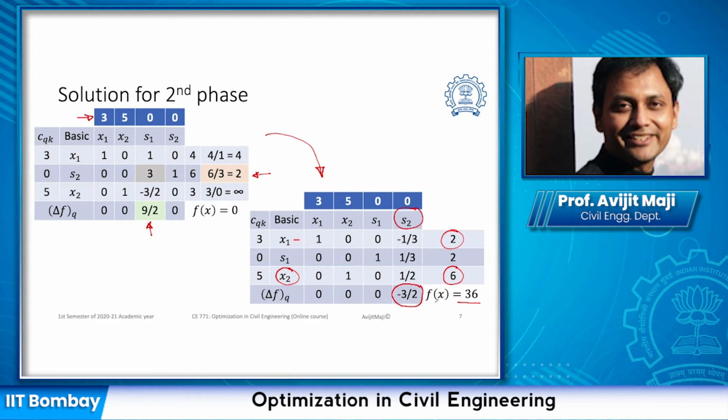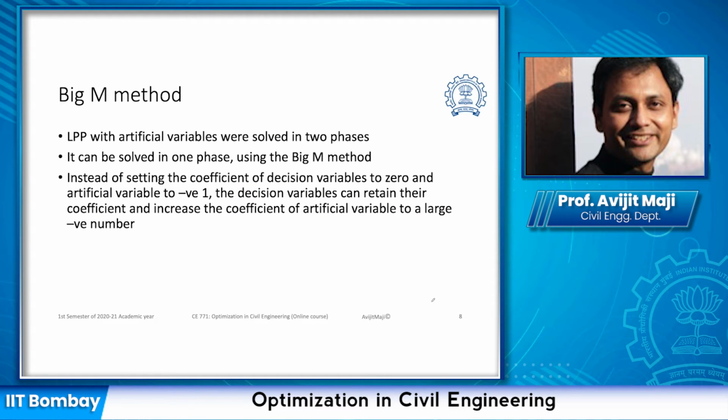Now, as I had said earlier, and as you have seen in this case, we require two phases to solve the LPP problem whenever we have an artificial variable. There is an alternative method to that, where we can actually solve the problem using a single phase. One such method is Big M method.